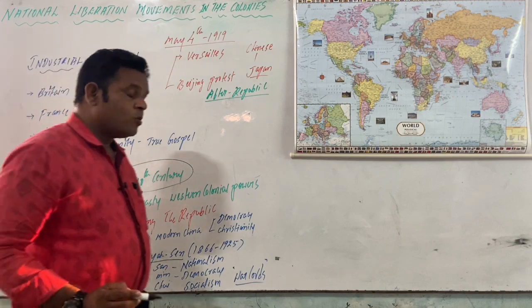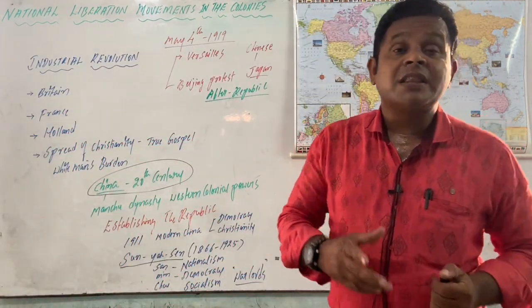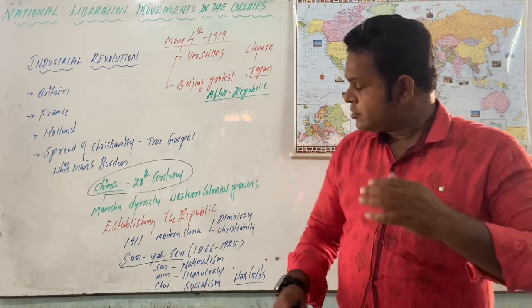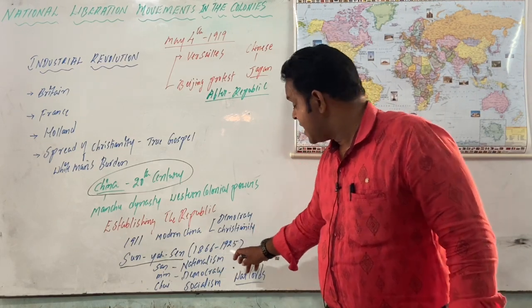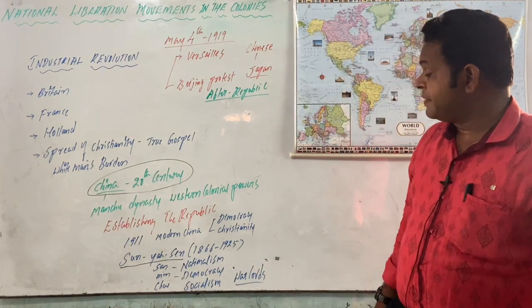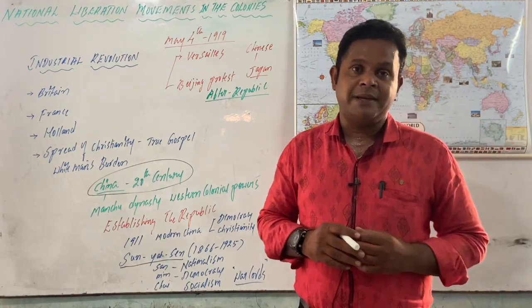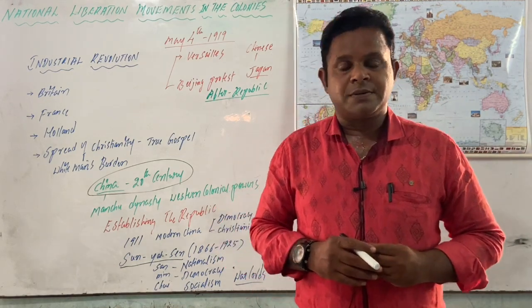Sun Yat-sen is known as the father of modern China, or the founder of modern China. So what is his ideology, what is his intention? He was born in the year 1866 and died in the year 1925. So what is his idea? He was born in a poor family, but he got his education in Christian missionary schools.